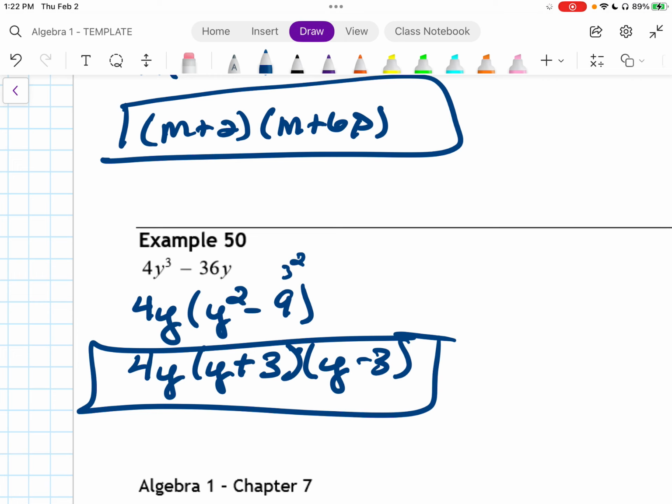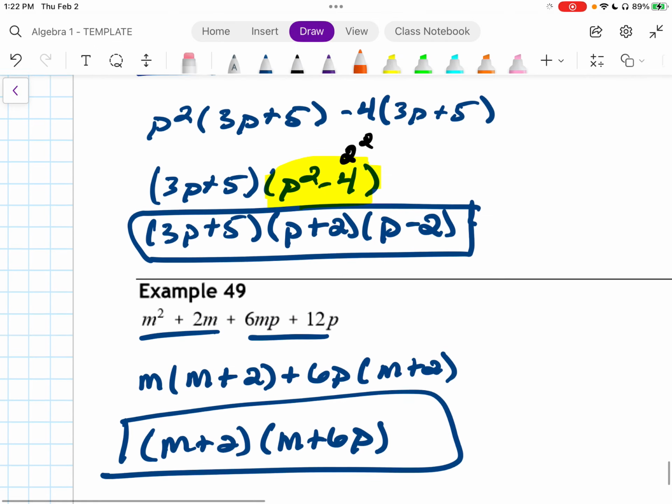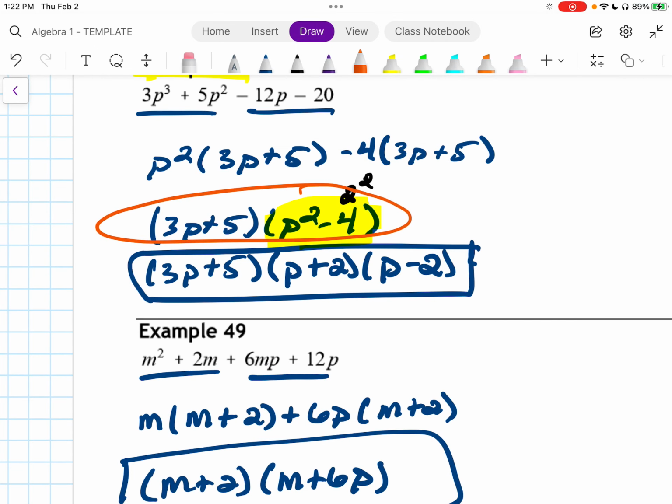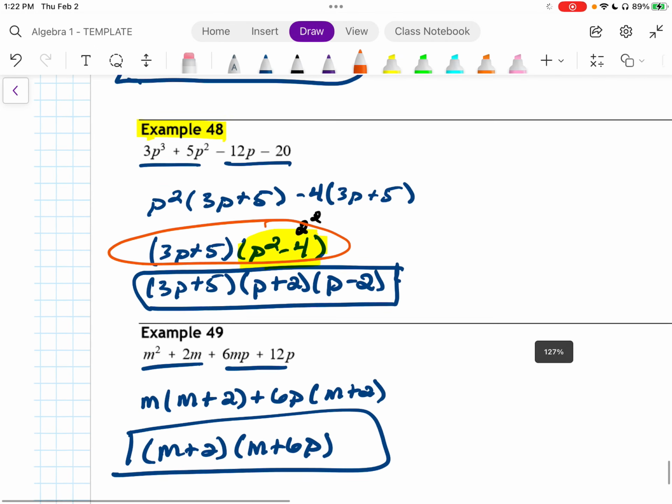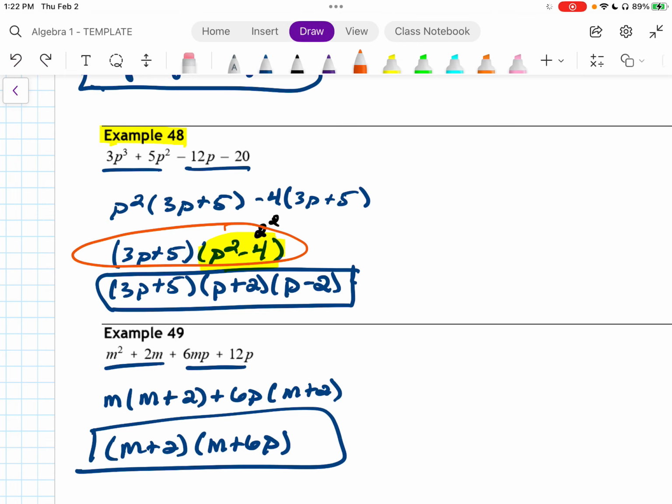Again, this is a very easy mistake, to not notice that that's the difference of 2 squares. Lots of people would stop and they would circle that. Or up here, they would stop and they would circle this. But you got to recognize that difference of 2 squares. It's an easy mistake, so don't be making that mistake.